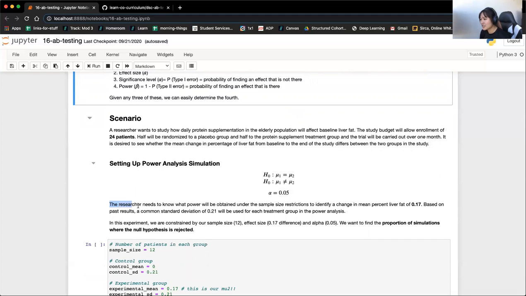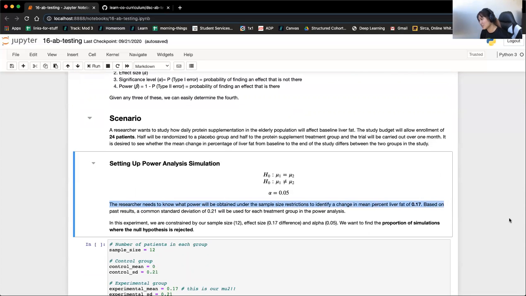So the researcher needs to know what power will be obtained under the sample size restrictions to identify a change in the mean percent liver fat of 0.17. Based on past results, a common standard deviation of 0.21 will be used for each treatment group in the power analysis. So first of all, we have our hypotheses, right?